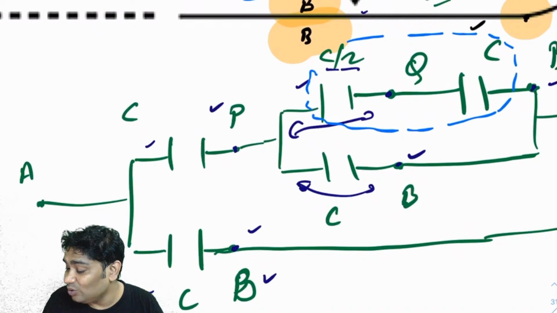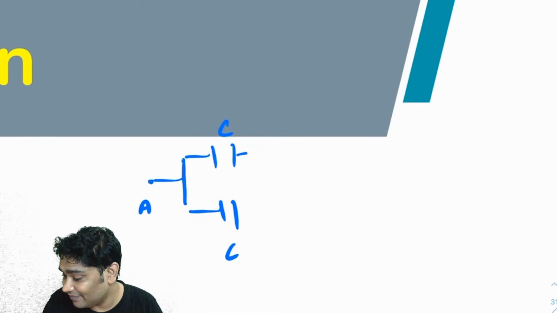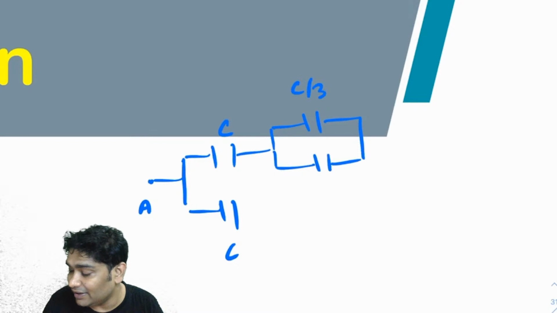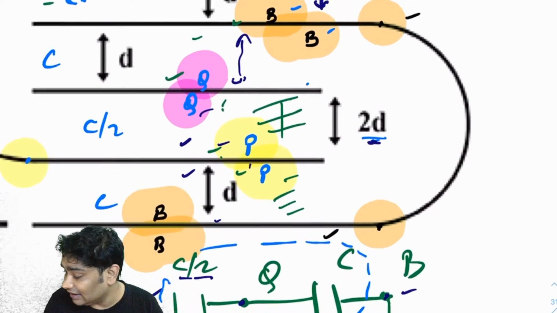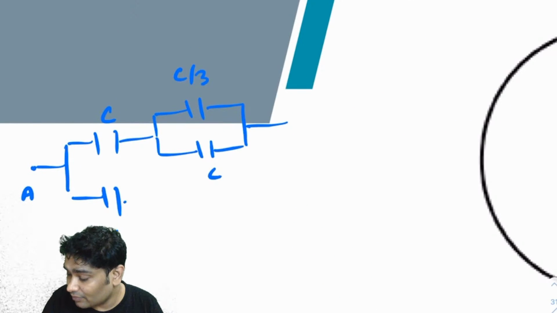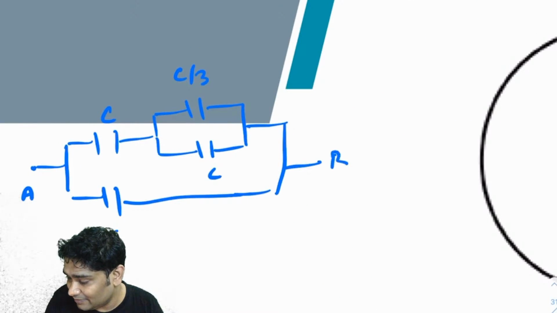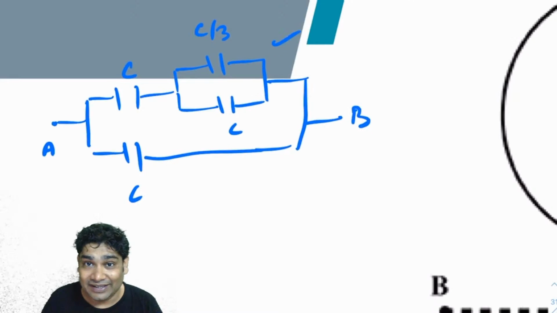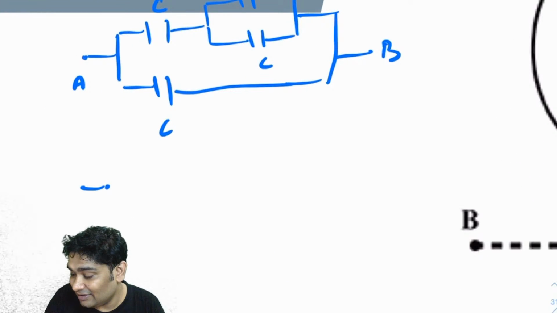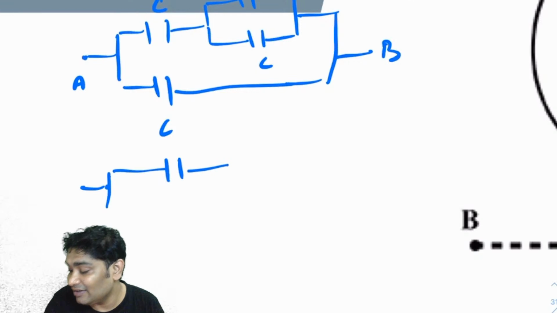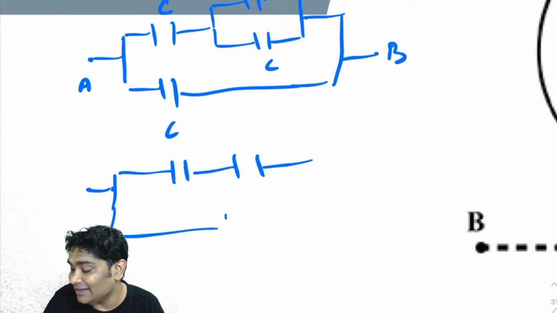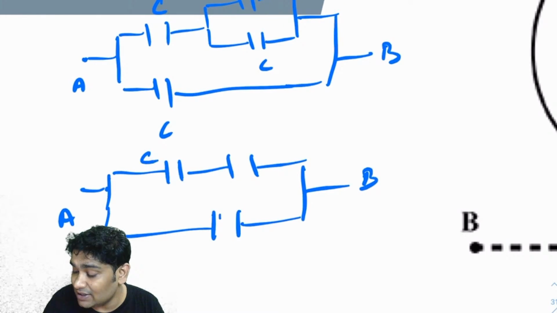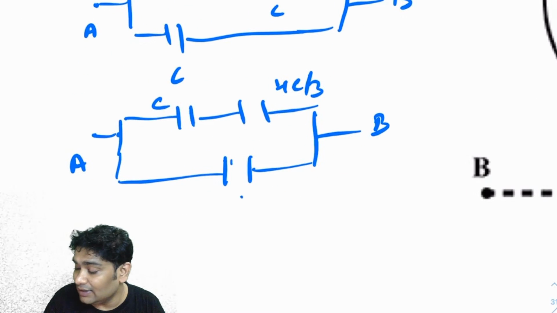So from here I have two which are C by 3 and C. Okay, so you have C by 3 here and you have C here. And that is it, I think. This is what it looks like. Right, now I know these two will give me 4C by 3. So I can make it like this. C, 4C by 3 and C. So this is C, this is 4C by 3 and this is C.